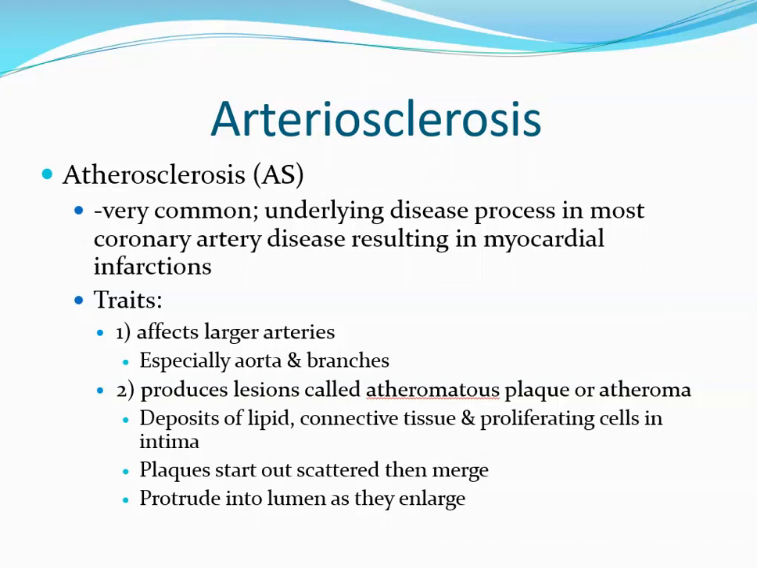These are deposits of lipid, connective tissue, and proliferating cells in the tunica intima that result in focal hardening. Initially, the plaques are scattered, but later they begin to merge and become more extensive. As they enlarge, they begin to protrude into the lumen, restricting the size.